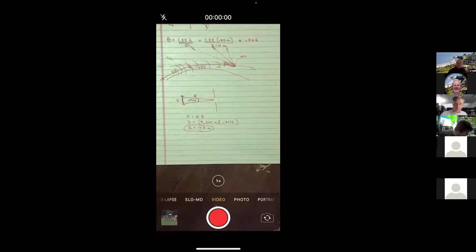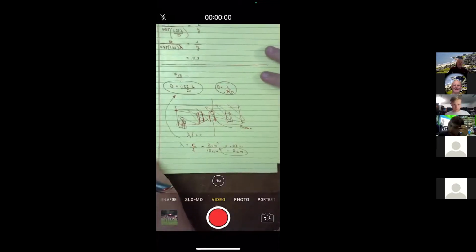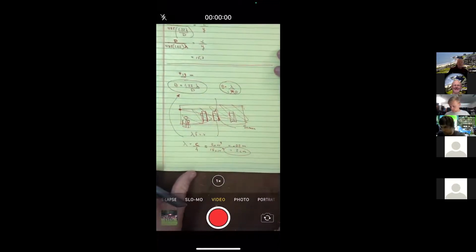Could you show the first page really fast? I'm sorry, what? Could you show the first page of the 18 problem that you were doing a little bit earlier? Yeah, that one right here. Awesome. Yeah.